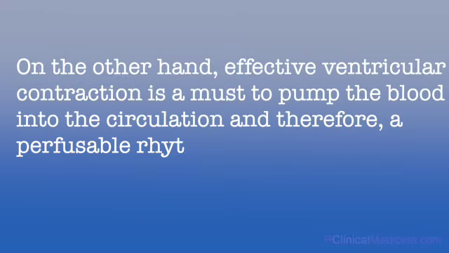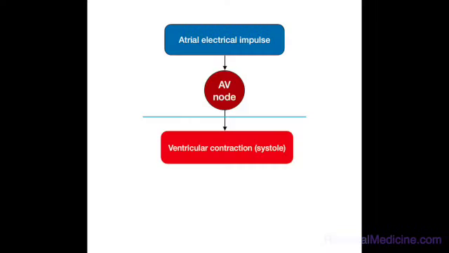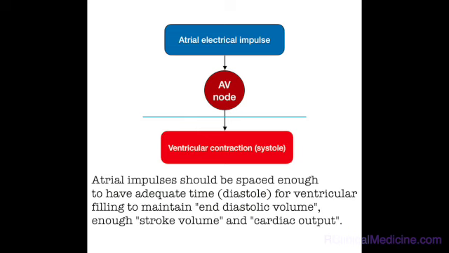On the other hand, effective ventricular contraction is a must to pump the blood into the circulation, and therefore a perfusible rhythm must be present. Please note, ventricular fibrillation is not a perfusible rhythm. This diagram illustrates the three most important electrical activities noted during the cardiac cycle, namely natural pacemaker, AV nodal conduction to the ventricles, and ventricular contraction. The atrial impulses should be spaced enough to have adequate time or diastole for ventricular filling to maintain the end diastolic volume, enough stroke volume, and cardiac output.